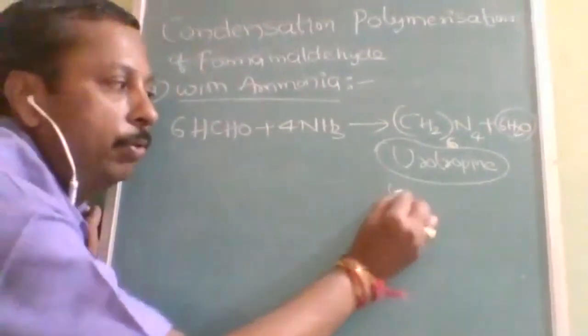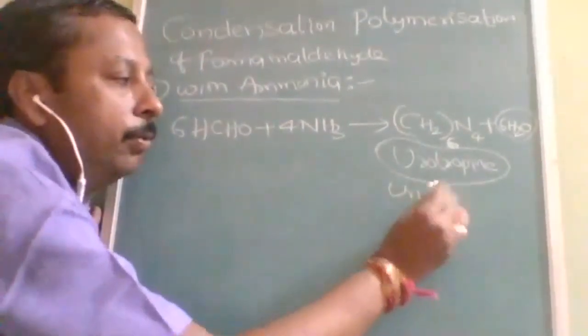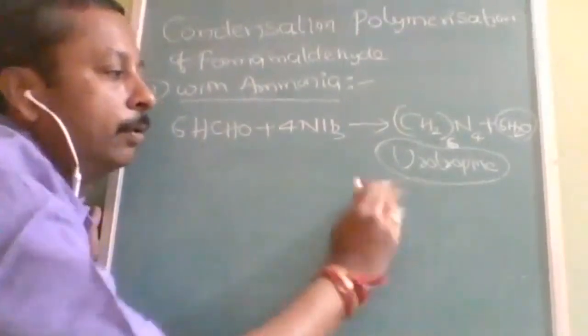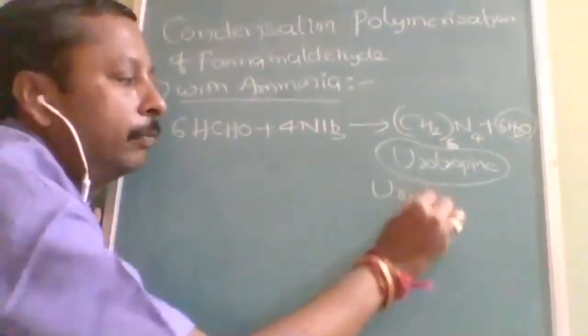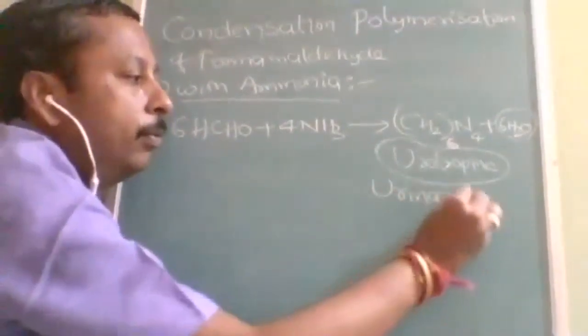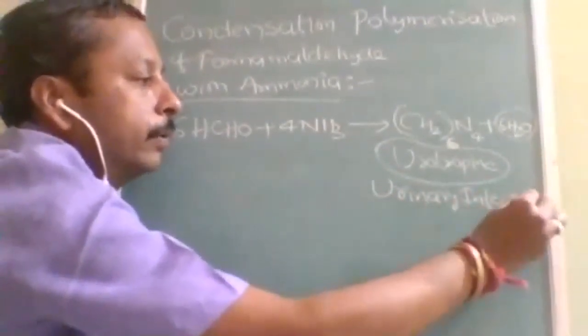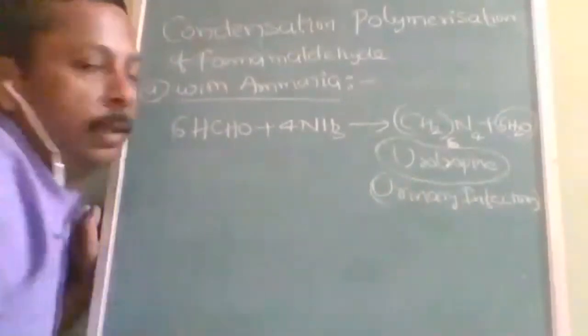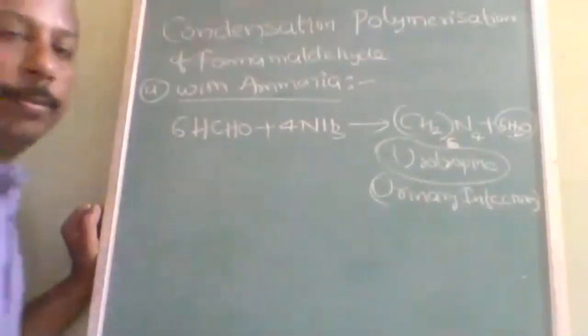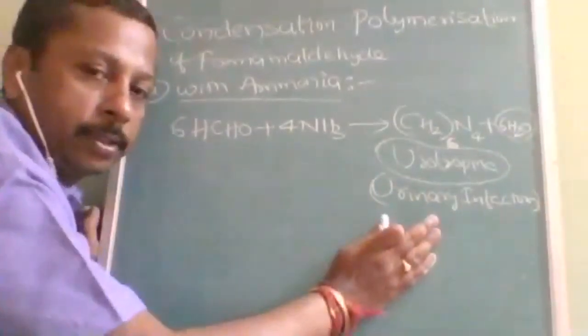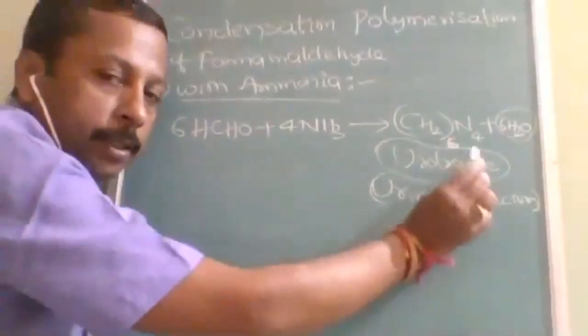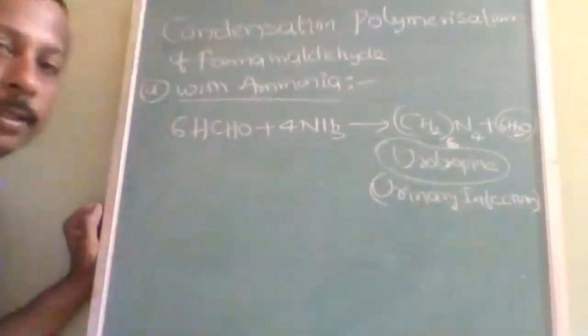It is used in the treatment of urinary infection. To avoid urinary infection, this is used in medicine. Now the main thing is how to draw the structure, and why it is called hexamethylene tetramine. I think the reason is understood.